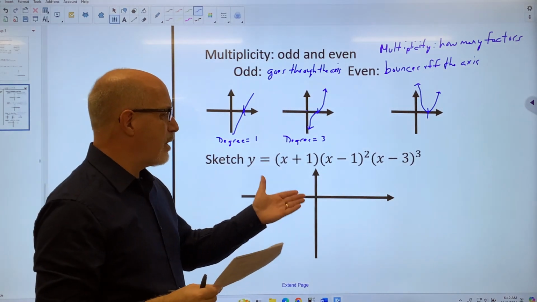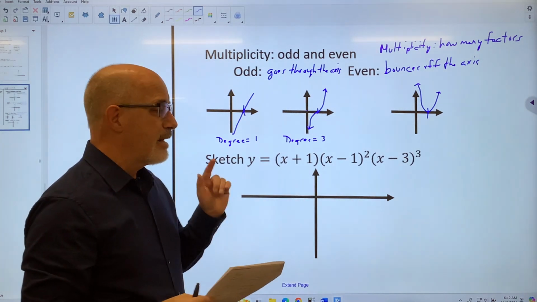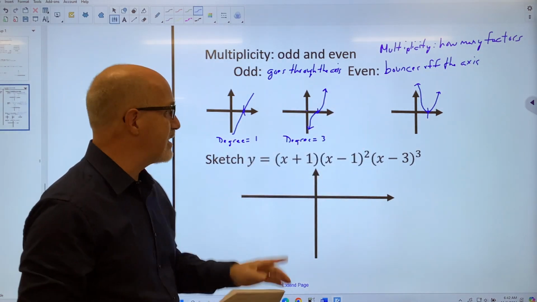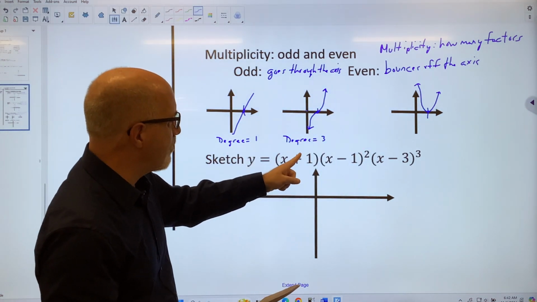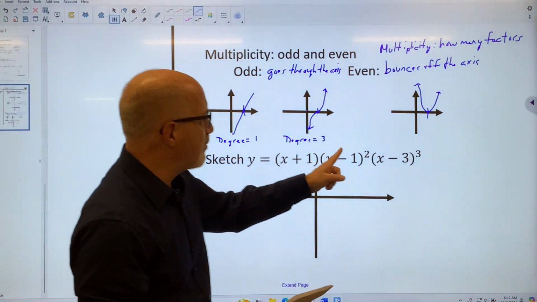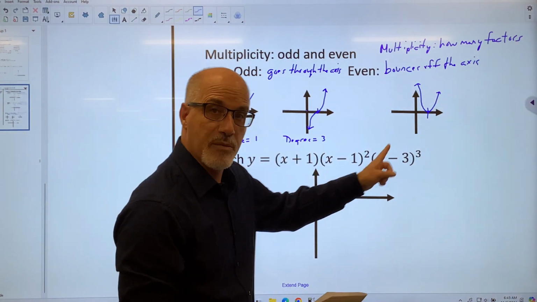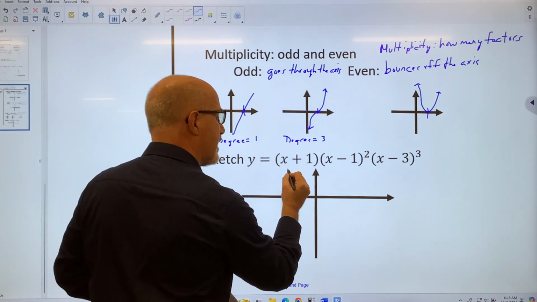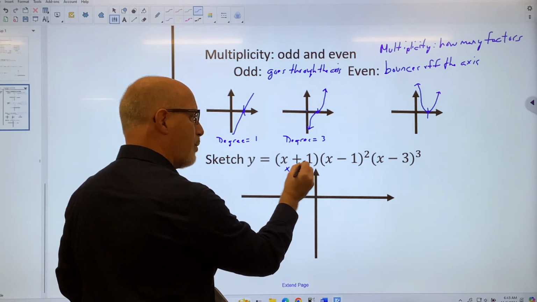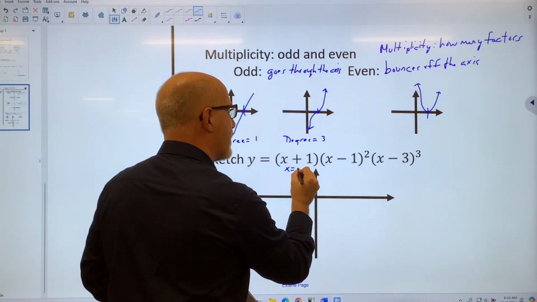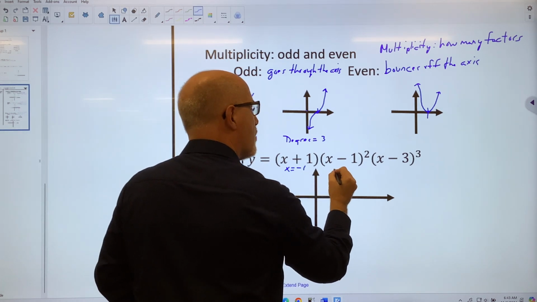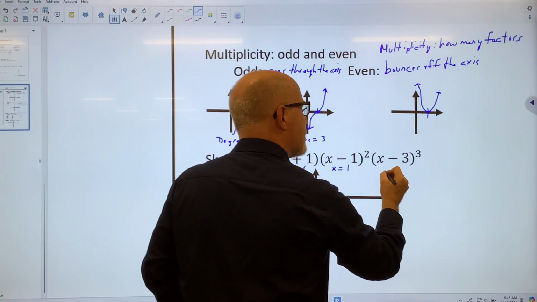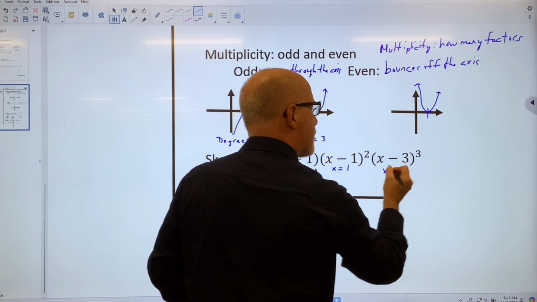So let's look at what this sketch could be. We're going to talk about what the sketch is based on, the multiplicity. I've got a multiplicity of 1 for this one, a multiplicity of 2 for this one, and a multiplicity of 3 for this one. Remember, we're looking for the intercepts. What would this be equal to 0? It would give me -1 for this one. What would this one be? It would give me x equals 1. And then this one would give me x equals 3.